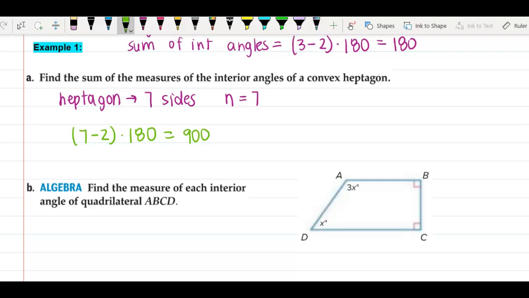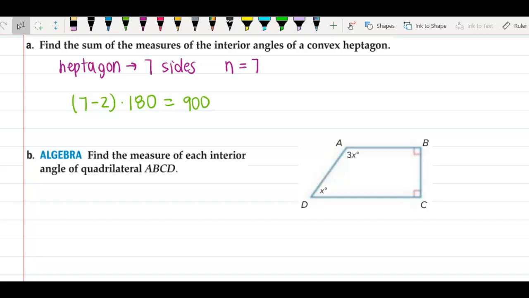Let's take a look at number 1B. Find the measure of each interior angle of the quadrilateral. If you saw quadrilateral and don't remember how many sides, this one gives us a nice figure. A quadrilateral has 4 sides, so n is going to be equal to 4.